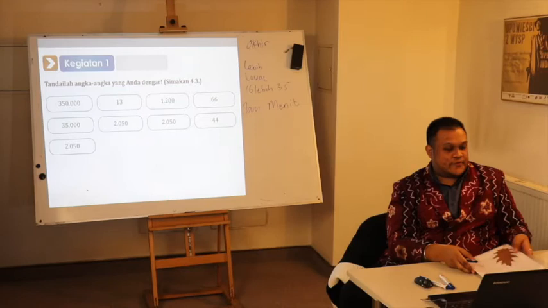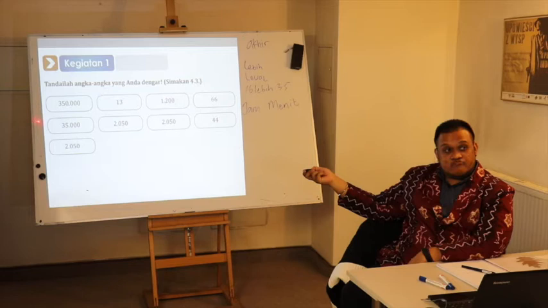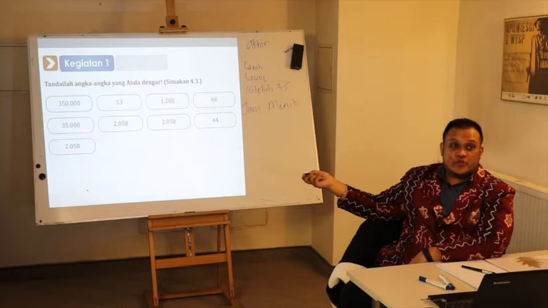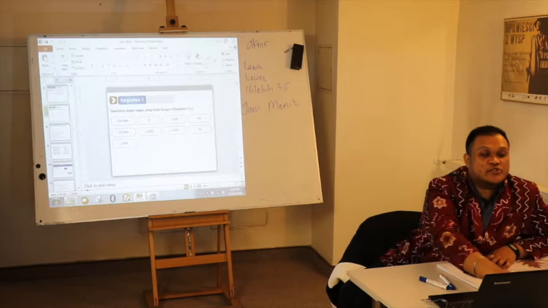Okay, so which one? Is there any 350 ribu? Is there any? No. Okay. What about 13? No. 1200? Yes. 66? Yes. 35 ribu? Yes. 2050? No. 44? No. Now, once again, but I want you to write down from number 1 until number 5.